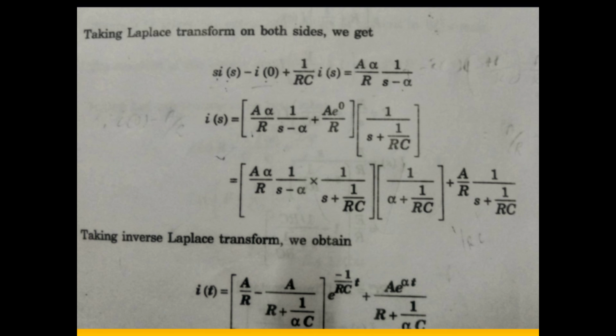So for the exponential response, you are giving A e^(αt) as input. We get the output as A/R minus A/R plus 1/αC into e^(−t/RC) plus A e^(αt) divided by R plus 1/αC. That's all about our RC response for step input, impulse input, and then exponential input.